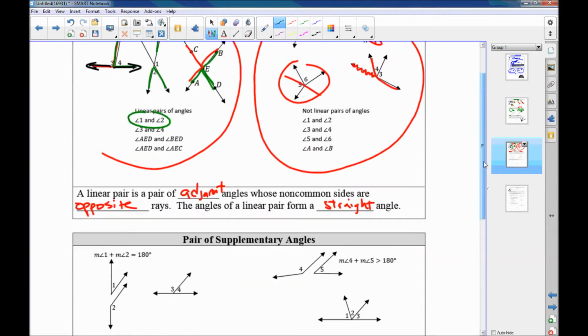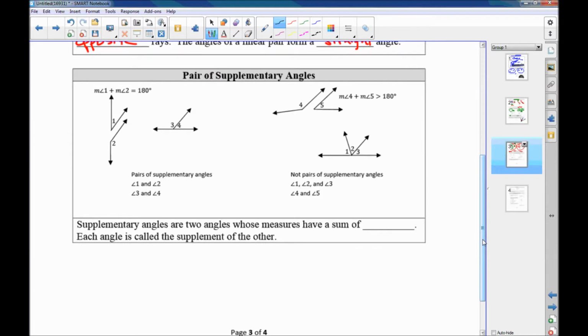All right. A pair of supplementary angles. The measure of angle 1 and the measure of angle 2 add up to 180 degrees. So these two add up to 180.